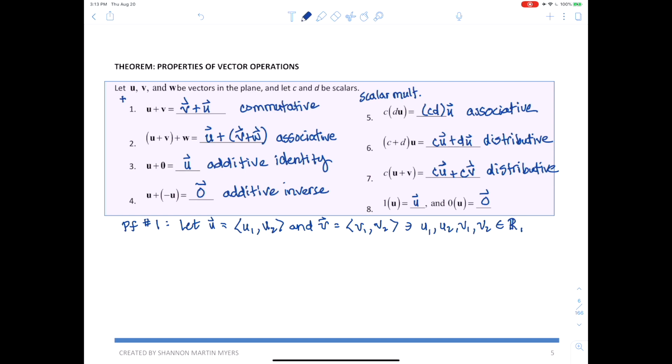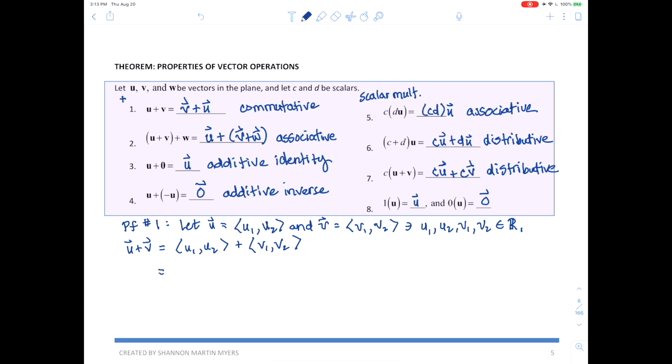And so now we start out with our premise. Our premise is U plus V, and we want to show that it's commutative. So U plus V, if we put them into component form, is going to be what? Beautiful. (U1, U2) plus (V1, V2). That's just putting them in component form.